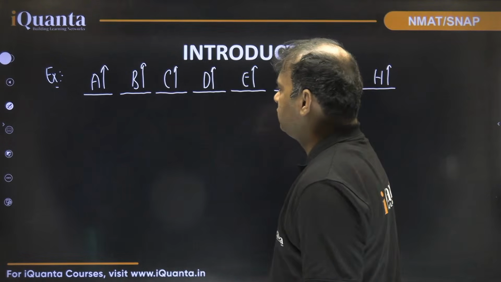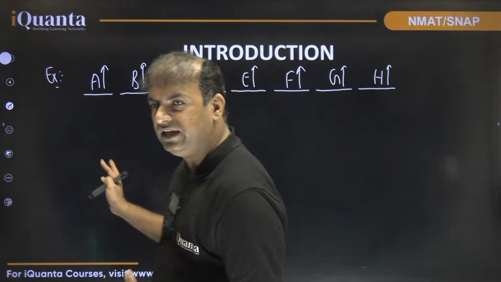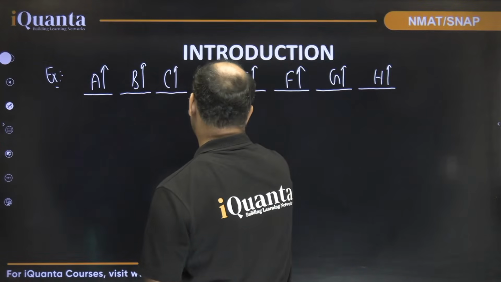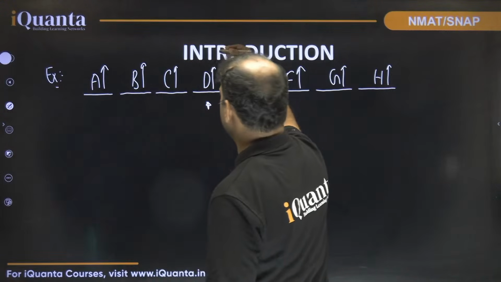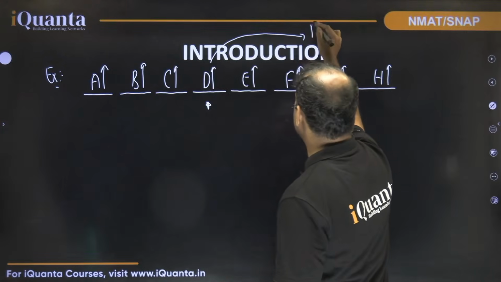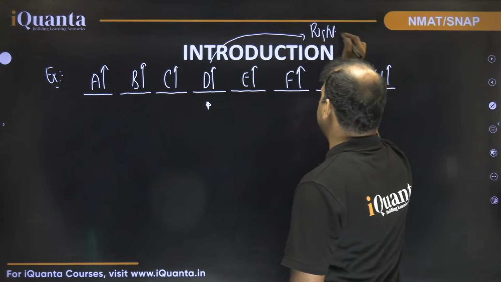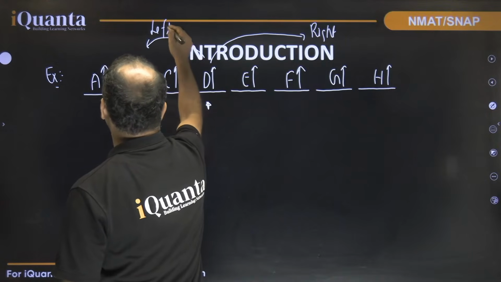Now I'm going to take any one person among them. Let's say pick D. Guys, remember we discussed a few minutes back that if D is facing north, all of these people, E, F, G, H, will be to the right of D. And these 3 people, A, B, C, must be to the left of D.